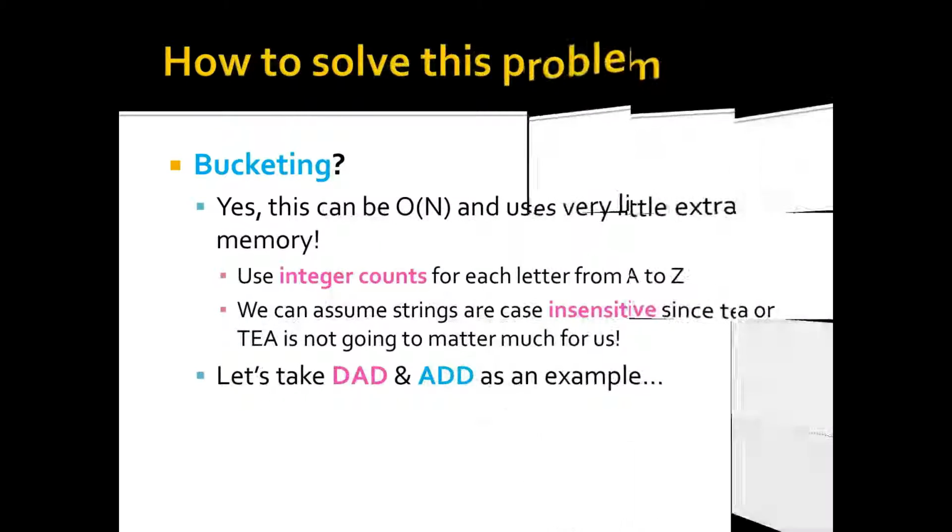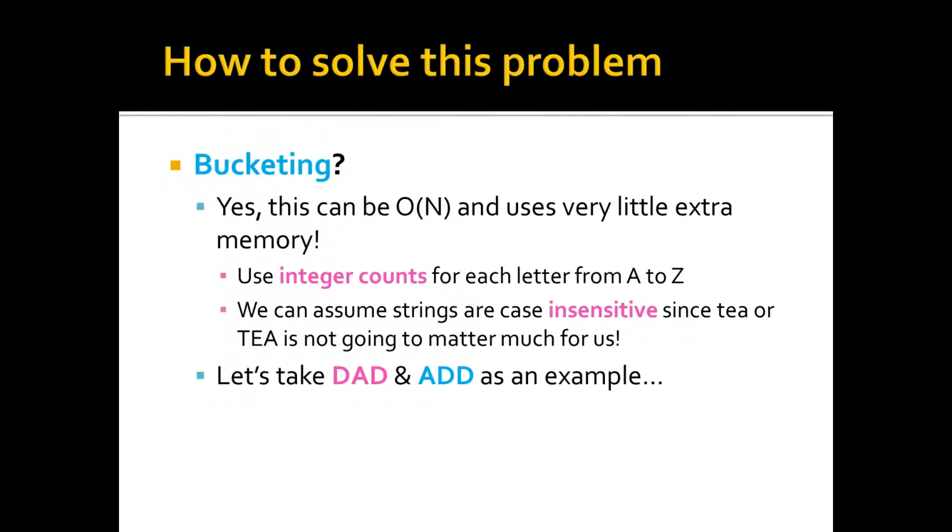Okay, so for the next solution, we use hashing or bucketing. Yes, this is an O(n) solution and can use a little extra memory in this case. So if we only have counters for the letters from A to Z, or for the ASCII set, if we just have integer counts for each one, that's what I mean by bucketing here, then every time we see a new character in the string, we keep counts of that character in a bucket array.